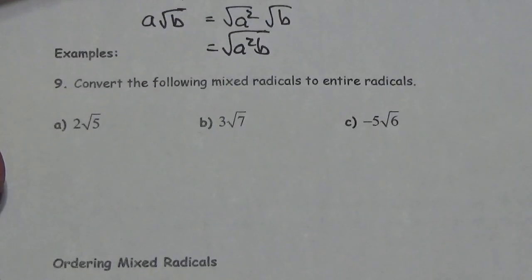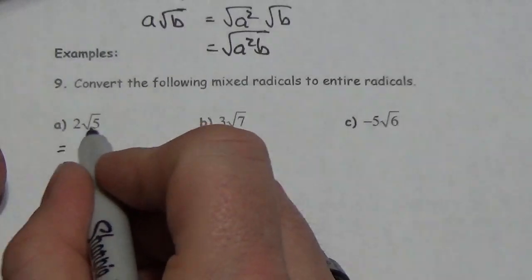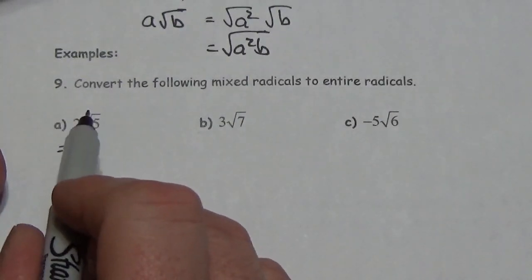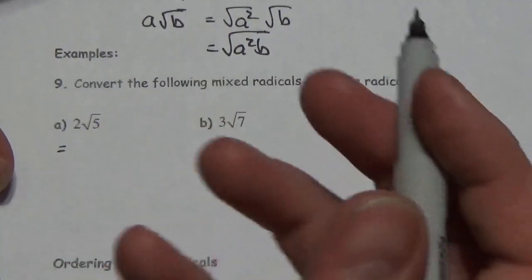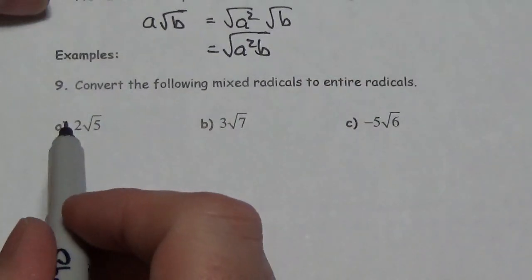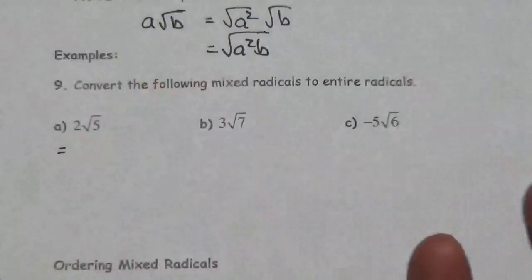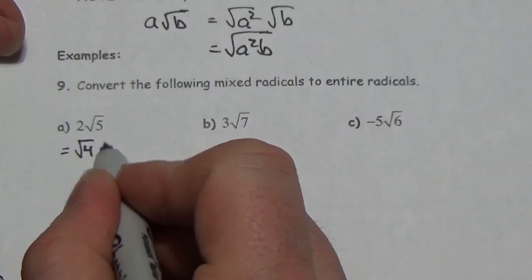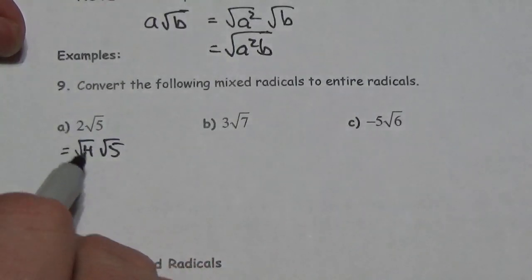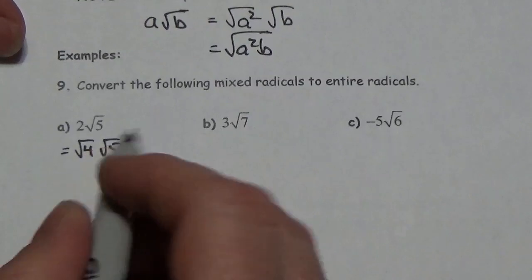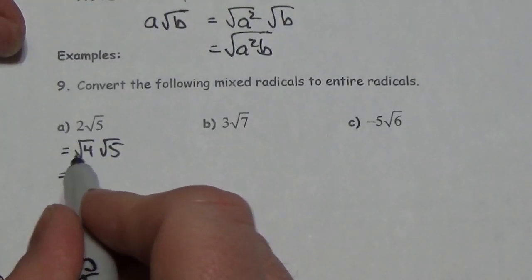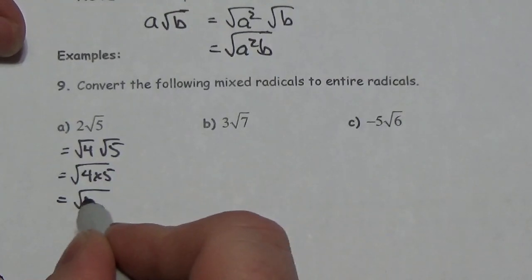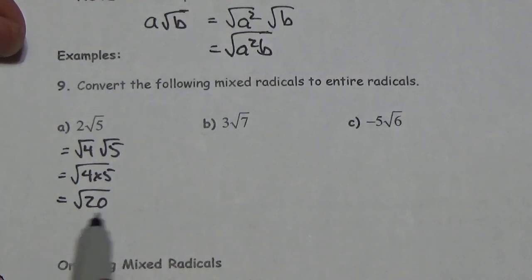Okay, so here we go. Let's take a look at some numbers here. So 2 root 5, if I want to write that as an entire radical, first of all, I'm going to put 2 under a radical. But remember, I can't change the value. I can't just make this the square root of 2, because that's a very different number. But I know that 2 is the square root of 4. So this becomes root 4 times the square root of 5, which is exactly the same as the question. Now, root 4 times root 5, that's root 4 times 5, or the square root of 20. That's what we're looking for, root 20.